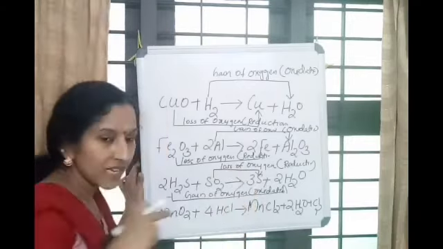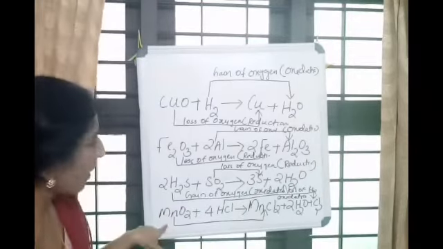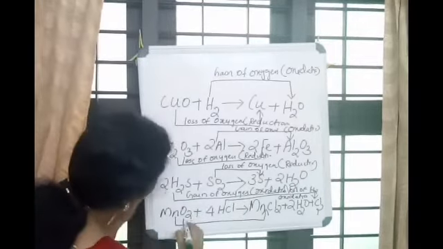And what happens to the manganese dioxide? MnO2 loses its oxygen. MnO2 changes to MnCl2. Here oxygen is there, but here there is no oxygen. That means MnO2, manganese dioxide, loses its oxygen. What is loss of oxygen? Loss of oxygen, reduction.